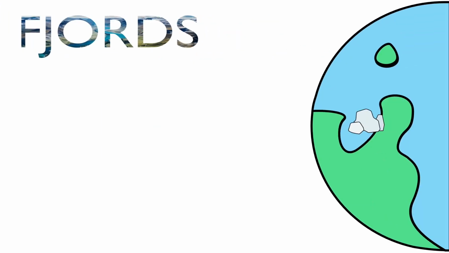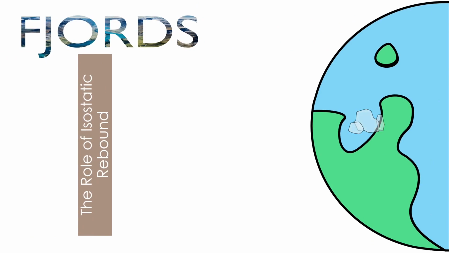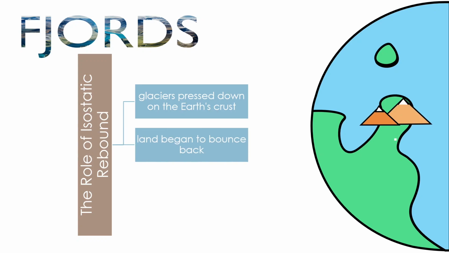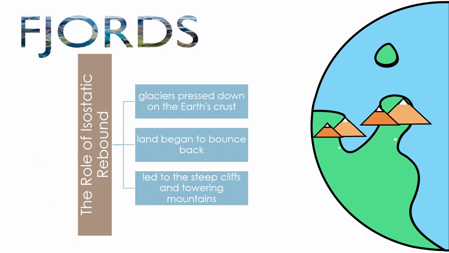Once the glaciers melted away, the land began to change. This is where isostatic rebound comes into play. During the Ice Age, the weight of glaciers pressed down on the Earth's crust, causing it to sink. When the ice melted and the weight lifted, the land began to bounce back, much like a foam ball regaining its shape when you release it. This uplift led to the steep cliffs and towering mountains that surround fjords today.